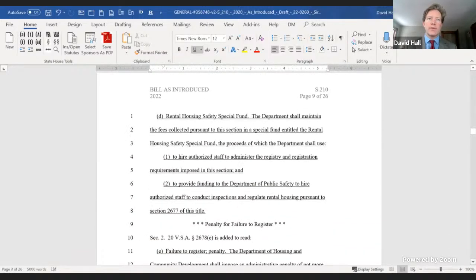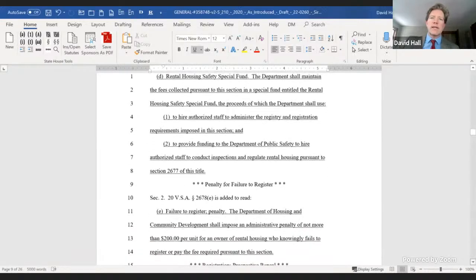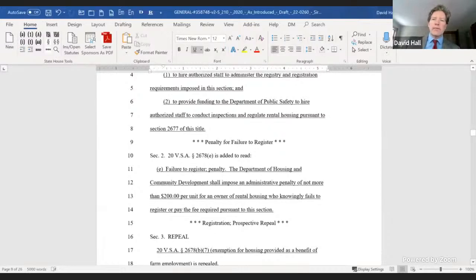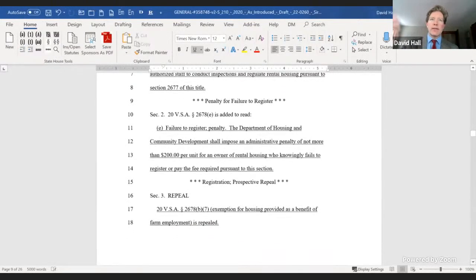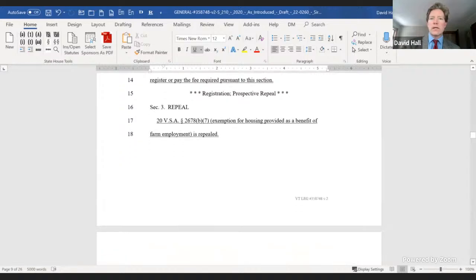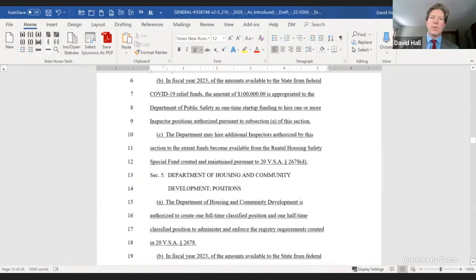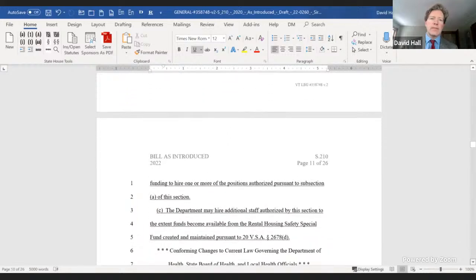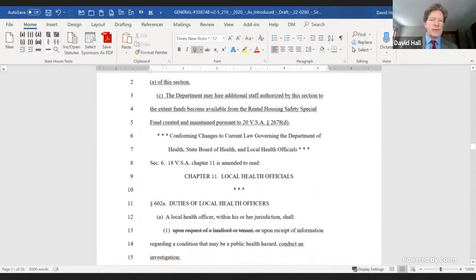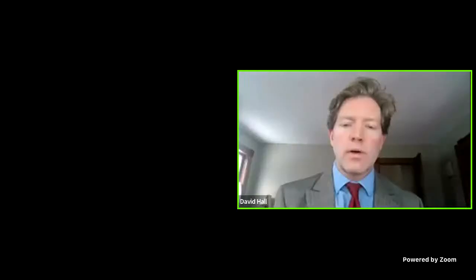All this is the same. As far as your jurisdiction is concerned, there's a special fund that holds these fees. The fees flow to the fund, and from the fund, they go to DPS and to DHCD to pay for the inspectors and for the registration system. And the penalty for failure to register is a delayed effective date. So the requirements will come online, but the penalties are going to be another year after that. And that is it. The positions and the money are the same. It's up to 5 at DPS. It's 1.5 at DHCD. And the conforming changes are the same. The implementation provisions are the same. The VHIP program and the revolving loan fund are exactly the same. So all of that you've seen before.